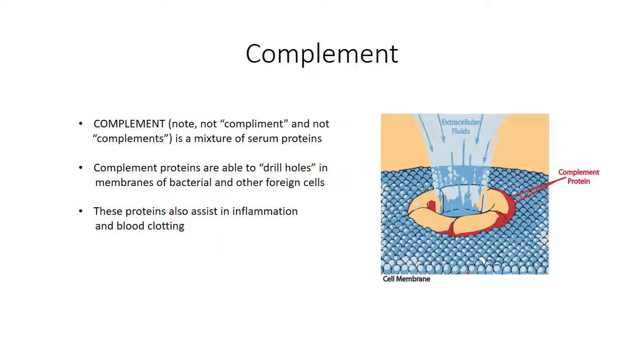And also proteins of complement assist in inflammation. Remember the previous slide? And in blood clotting. I said that blood clot has its own role in the defense. So the complement proteins assist in the forming of the blood clot, and they continue to act as microbicidal agents in the clot.